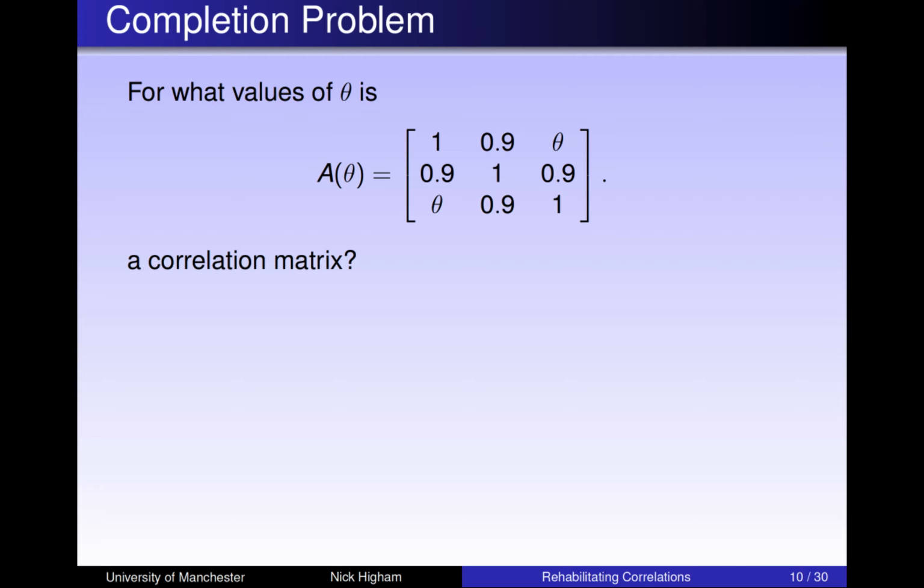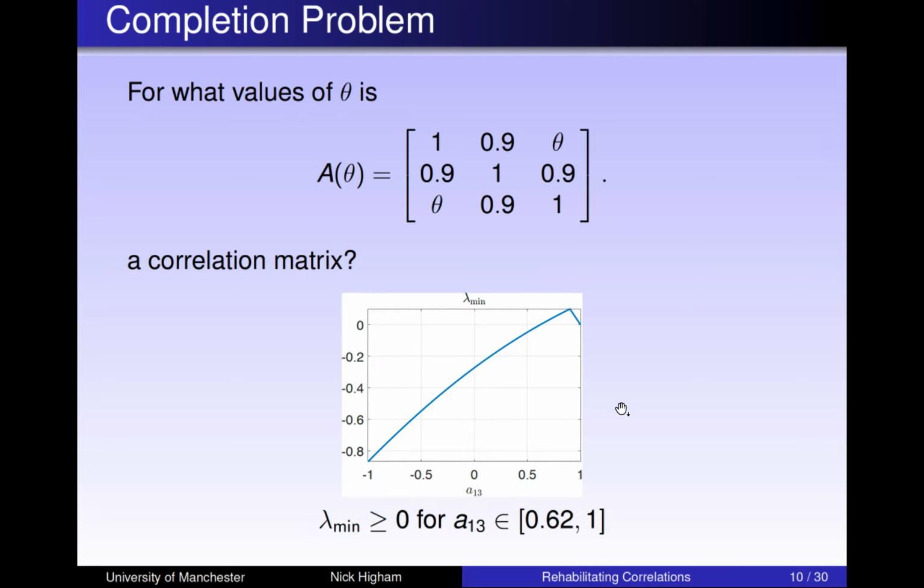The second problem is at first sight a bit similar, but now we're going to say, what are all the possible thetas we can put in that place if we don't know this entry in order to get a correlation matrix? And then how do we choose amongst those thetas? So this is a completion problem now.